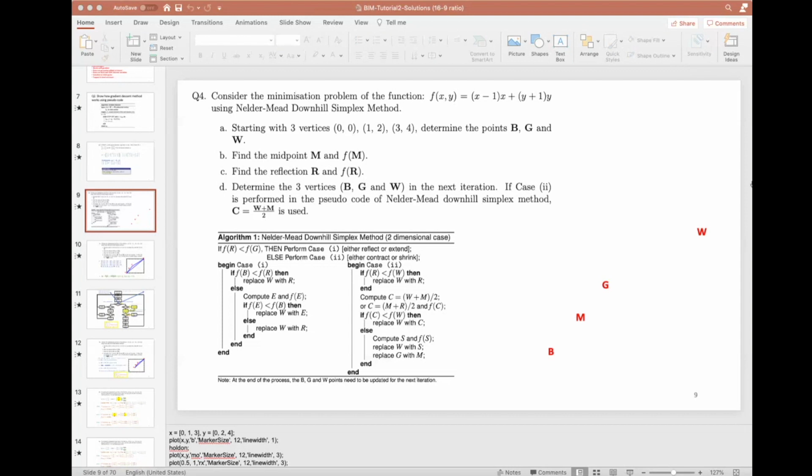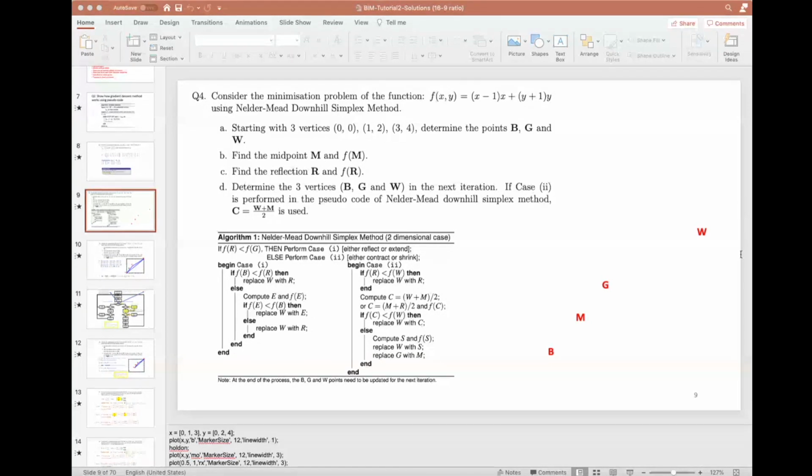In the chat there are some questions. Someone asked when we should stop. We can set up our criterion: after many iterations, if the three points B, G, W do not change by a certain amount, then we can stop. I think you can just determine your stopping criterion for yourself.